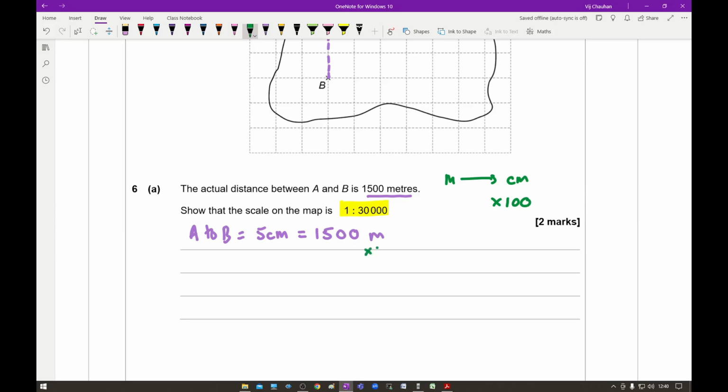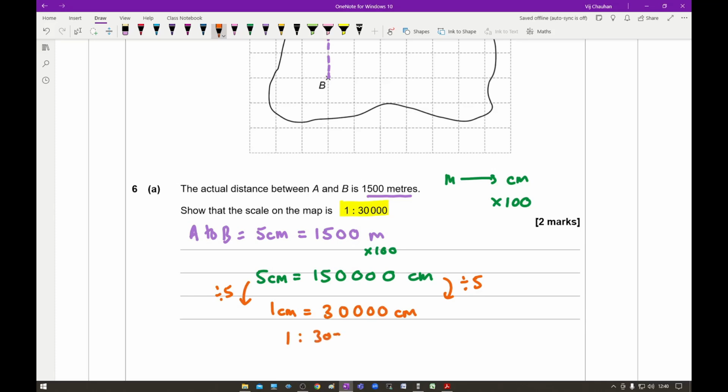So I multiply this number by 100, in which I get 5 centimetres is going to equal 150000 centimetres. And then what I need to do now is simplify this. So if I divide both sides by 5, I'm going to get an answer of 1 centimetre equals, 150000 divided by 5 is 30000 centimetres, which equals 1 to 30,000, as it wanted me to show.